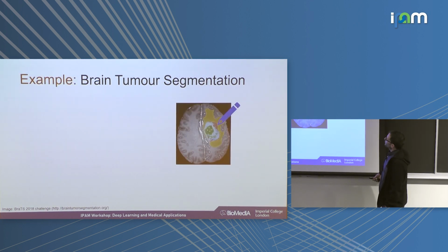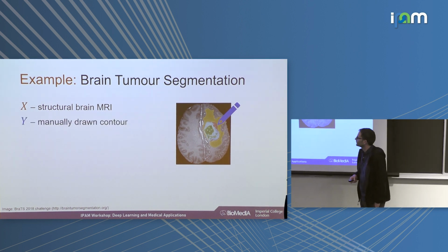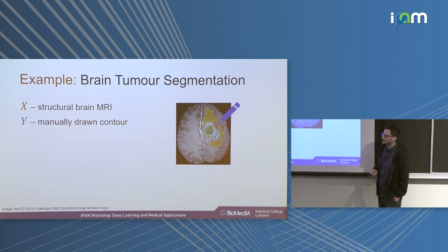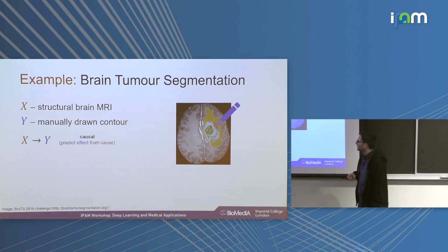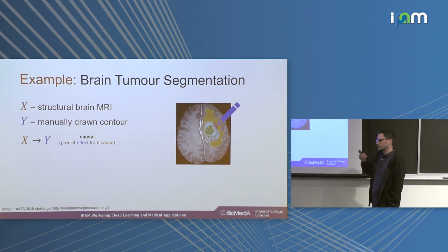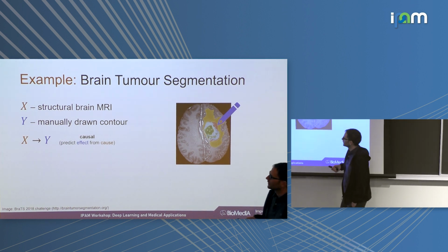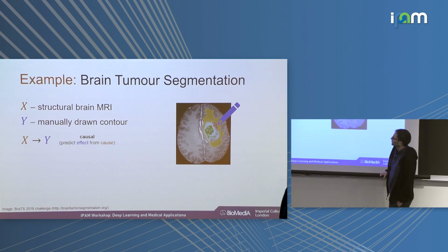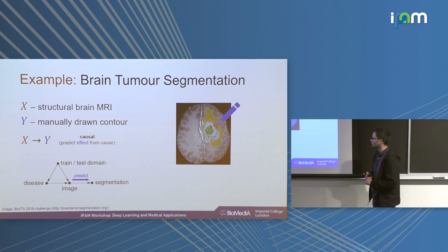So here's another example, brain tumor segmentation. Let's say we have a structural brain MRI. We have seen a few examples of that earlier. Let's say our manually drawn contour is the label Y that we want to predict. What's the causal relationship between the two? I would argue, in this case, it's causal. You're given an image, the radiologist, or any expert, sits down and draws the contour on the image. So I would argue that this manually drawn contour is an effect of the image. In this case, we're trying to predict the effect from the cause.